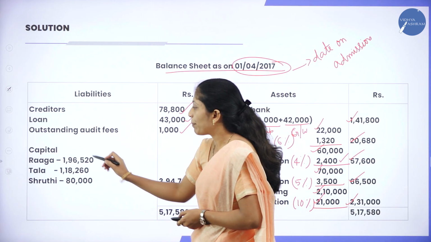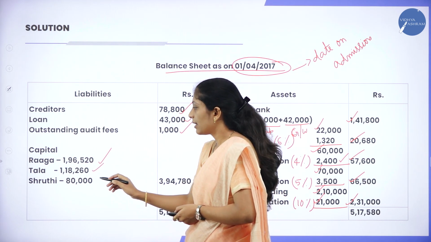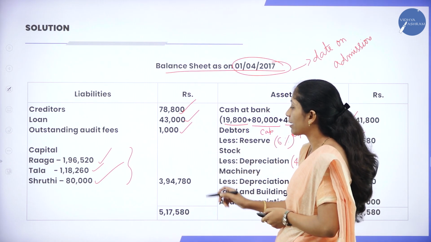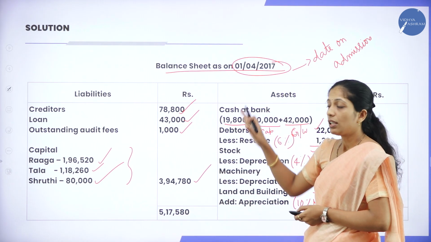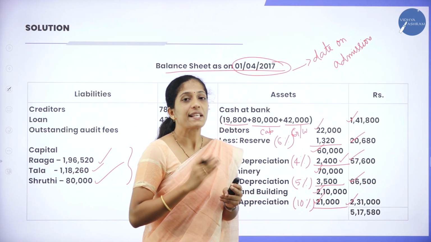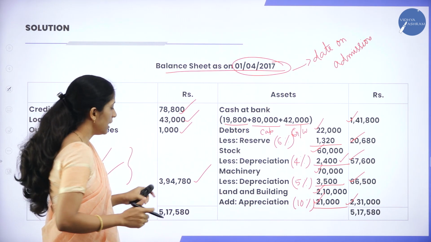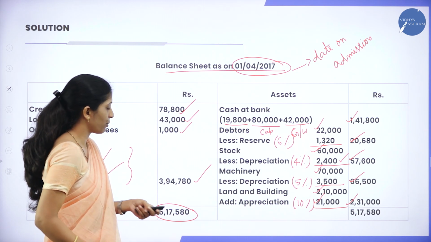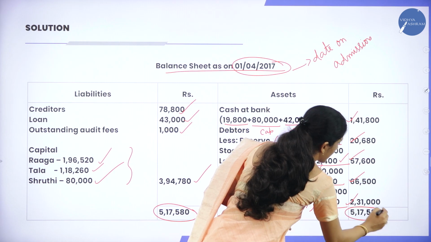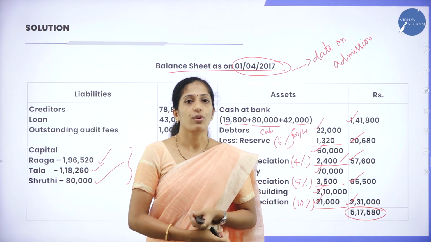So how to record capital? Raga 1,96,520, Thala 1,18,260, Shruti 80,000. So this is the balancing figure of partners capital account. Total all this. Now you have to add both the sides of assets as well as liability. The total of asset and liability should be equal here. So if you add all the liabilities here, you'll get the amount of 5,17,580. In the same way, if you add all the assets, you'll get 5,17,580. In the sense, the total of assets is equal to the total of liabilities.